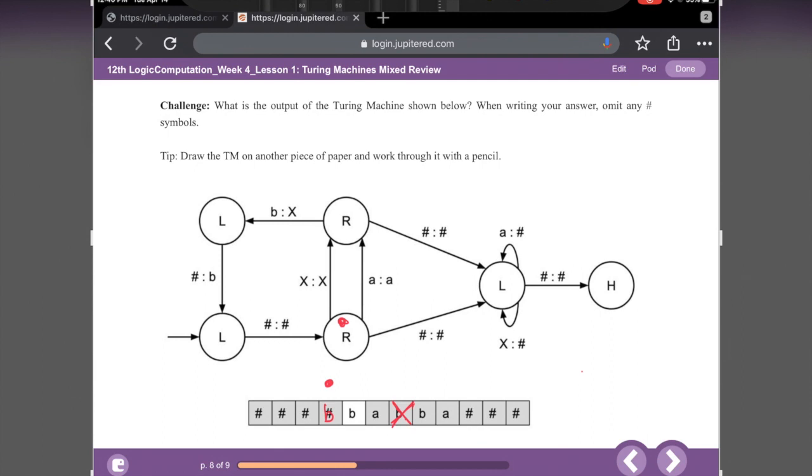Okay, so there we are now. There are no state transitions for if we see a B, so instead, we're just going to go to the right again. Okay, once again, we're here and we see a B, so we're going to go to the right one more time.